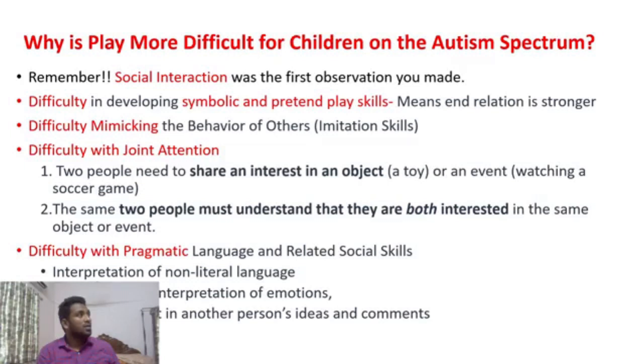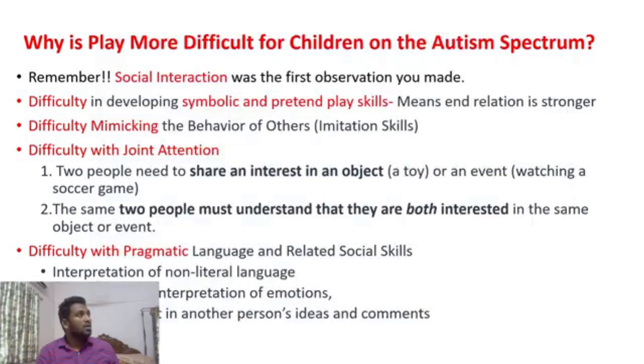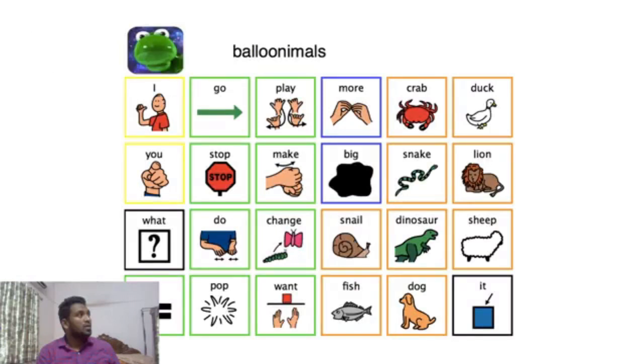And so difficulty with pragmatic language, because the child doesn't interpret or understand the pragmatic skills of the adult, and the child lacks in expression and interpretation of the emotions, and also the child has difficulty in showing interest in other person's ideas or comments. हम लोग बोलेंगे अच्छा ये blue वाला रखो ना, अच्छा बनेगा building. Child doesn't listen. Okay, so those things make it a hurdle when you try to implement any play activities for children with autism. Okay, now how can we help it?